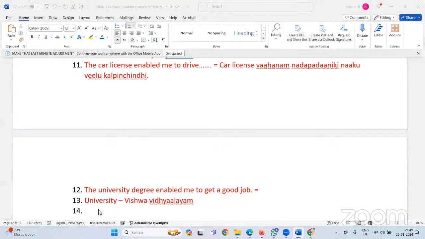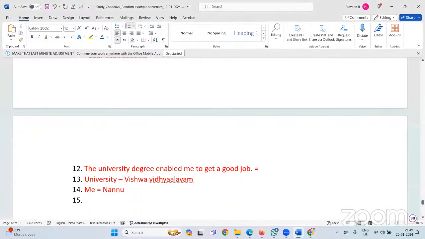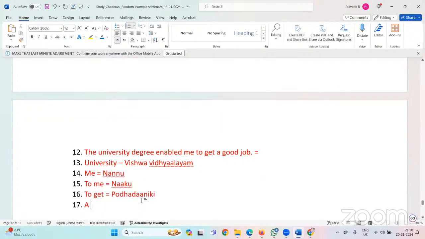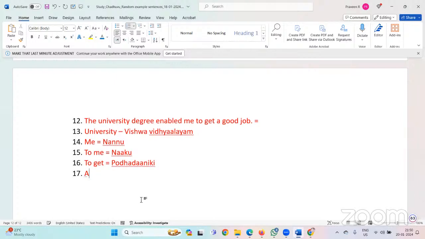Me means nannu, but in this sentence we need to take "to me", which means naaku. To get means పొందడానికి. A good job: good means manchi, a means oka, job means udyogam. So I think it is easy for you now to make a sentence.